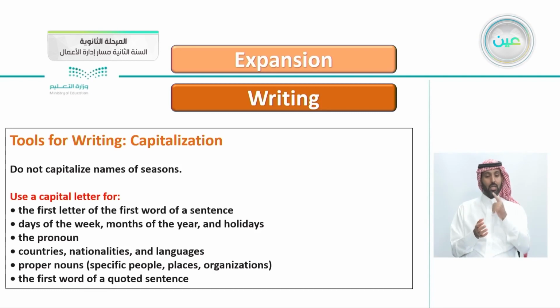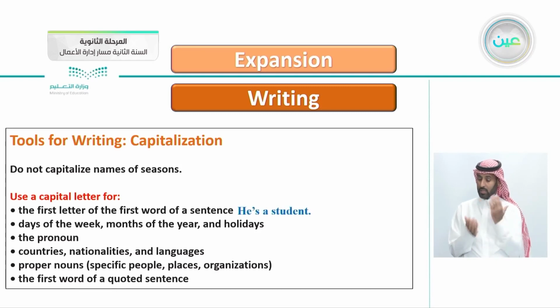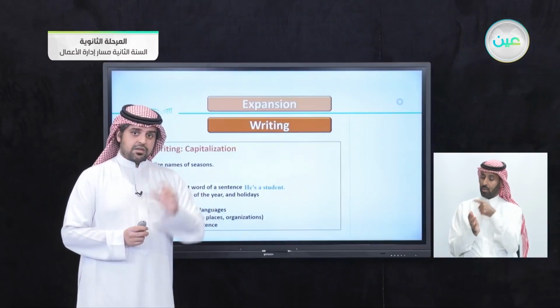The pronoun, countries, nationalities, and languages. Proper nouns, specific people, places, organizations. The first word of a quoted sentence. So again, we use capital letters for the first letter of the first word of a sentence. When you say, "He's a student," this is the first letter of the sentence.